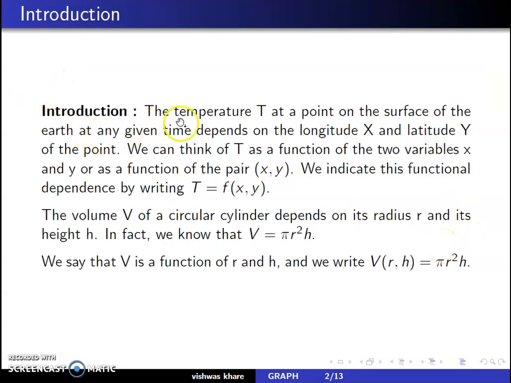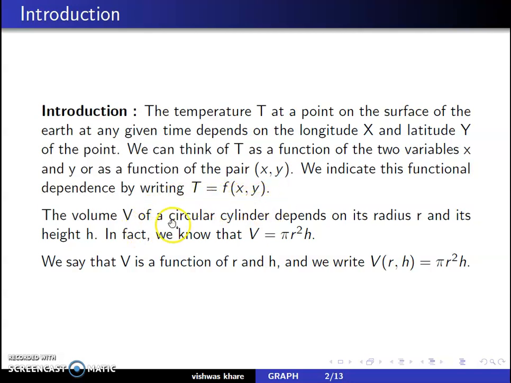Introduction. The temperature T at a point on the surface of Earth at any given time depends on the longitude x and latitude y of the point. We can think of T as a function of the two variables x and y, or as a function of the pair (x, y). We indicate this functional dependence by writing T = f(x, y).